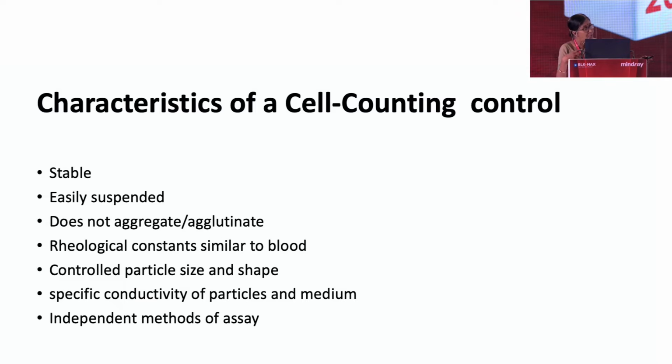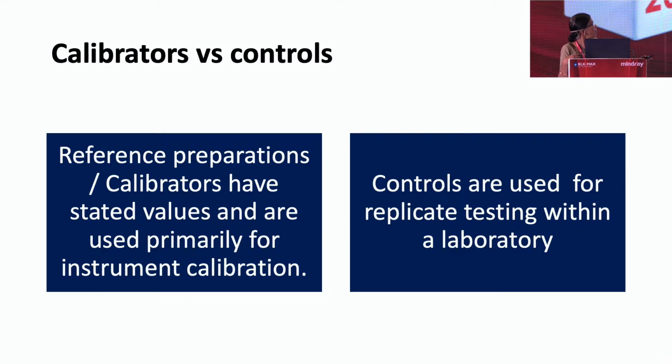So when we talk about the cell counting control, what are the characteristics that we look for? Of course, it should be stable, easily suspended, does not agglutinate. The rheological constants should be similar to the blood that is routinely used. The controlled particle size and shape contribute to these characteristics with specific conductivity of the particles and the medium.